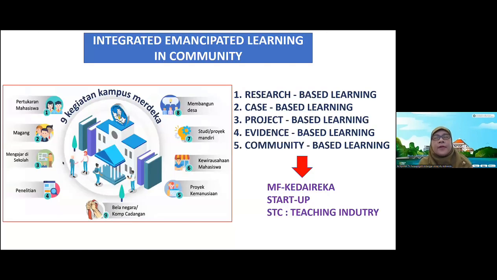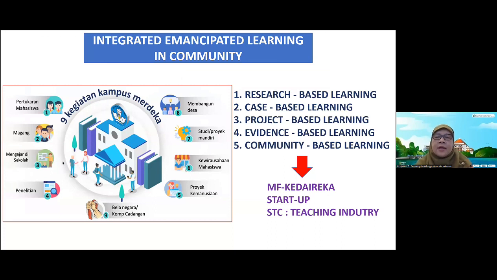So for our university, for the students, for the emancipated learning in the community, we can do research-based learning, and we can do case-based, project-based, evidence-based, and community-based learning. So for this kind of experience, students can be involved in our matching fund research.